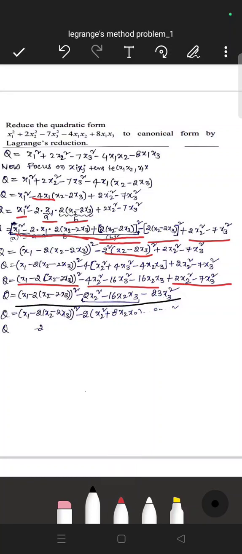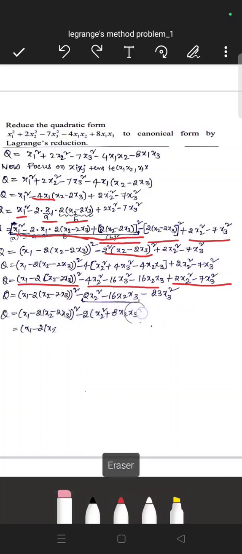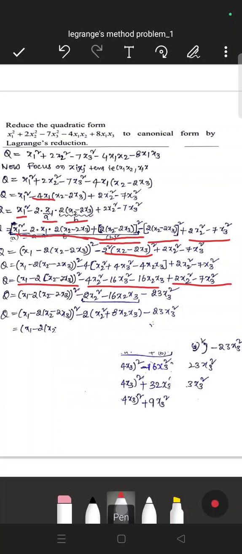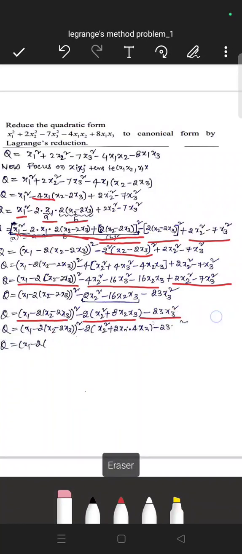So this is the term. Taking minus 2 common from these two terms, we get minus 2 times (x2 square plus 8x2x3). This is one term, and the remaining term is 23x3 square. Once we observe that, we simplify x2 square plus 8x2x3 as x2 square plus 2 times x2 into 4x3.